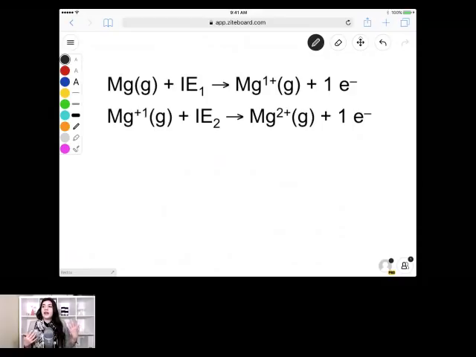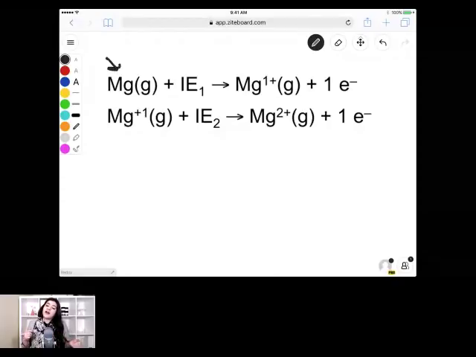So let's say you have some sort of atom that has a 3+ charge. Then we want to remove 3 electrons, thus it has 3 ionization energies. And so on, that's really the concept. What I'm showing here with magnesium is that it starts off neutral. It's neutral, it's in its gas state.